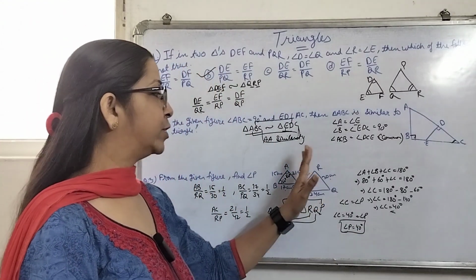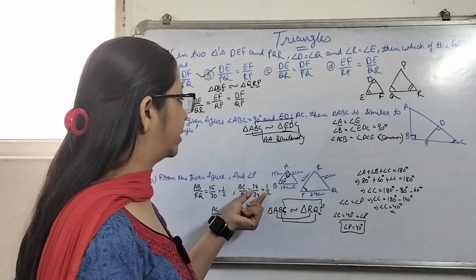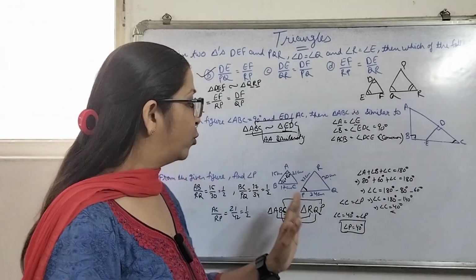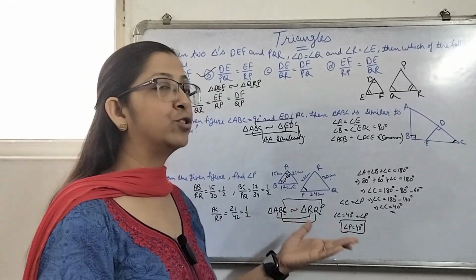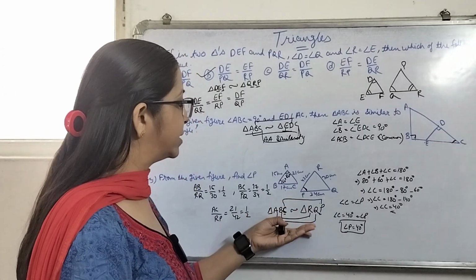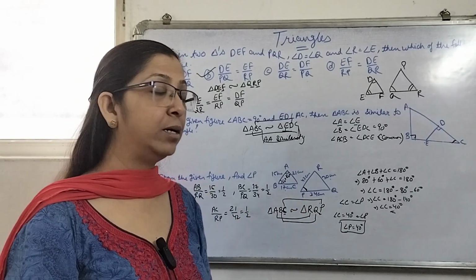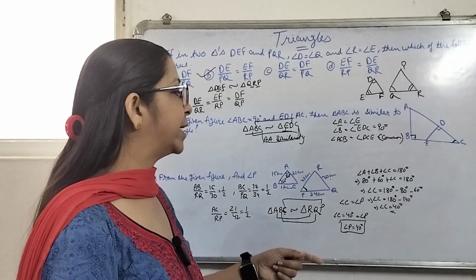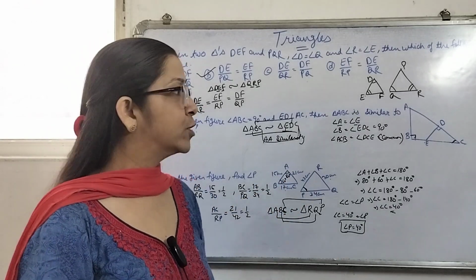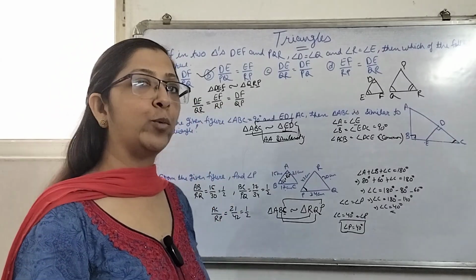So first of all, we need to decide which triangle is similar to which triangle, which vertex corresponds to which vertex, and which side corresponds to which side. Once we have decided that these two triangles are similar, we can say that the corresponding angles will be equal and the corresponding sides will be in the same ratio. So accordingly, we can solve these types of questions.